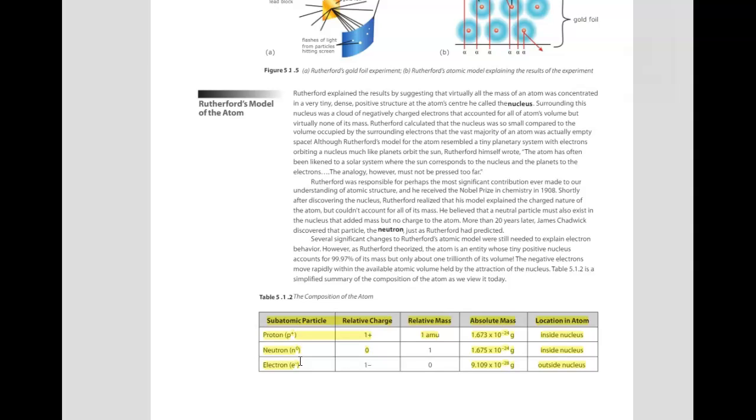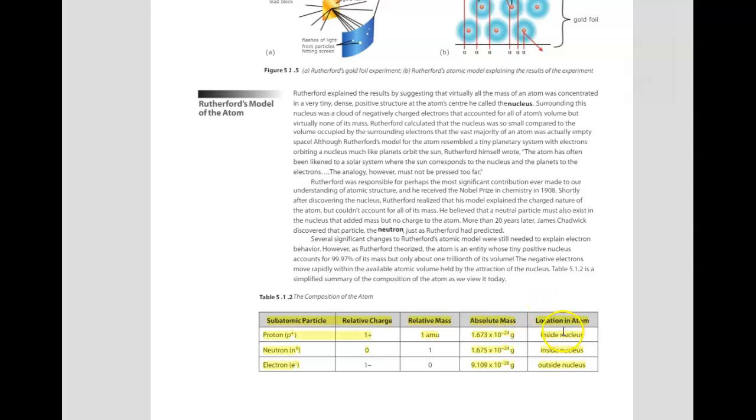Electrons do have mass, but it's so small or negligible that we don't account for the mass of electrons when we talk about the overall mass of an atom. Here are their absolute masses in grams, substantiating that the AMU unit must be really small, because 1 AMU is 1.67 times 10 to the minus 24 grams.